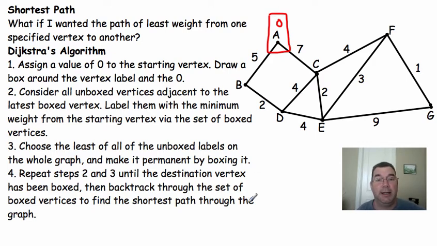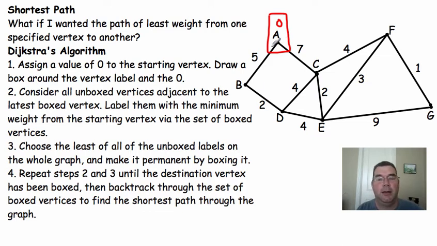Don't know where my dot went at this point, but that's okay. What I'm going to do is look at all of the unboxed vertices that are connected to the vertex that I just boxed, and I'm going to label them with the minimum weight from the starting vertex. For the first time it's going to be pretty easy, but after that I've really got to pay attention because it's kind of complicated.